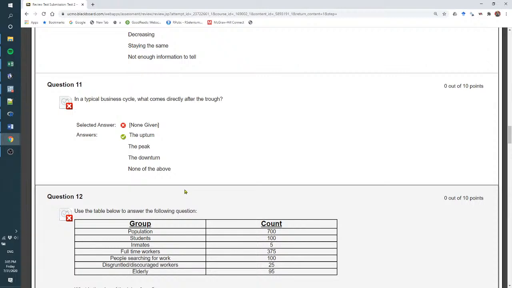In a typical business cycle, what comes directly after the trough? All right, so the trough is as bad as it's going to get. And so once you get to that point, well, it can only go uphill. So that would be the upturn.